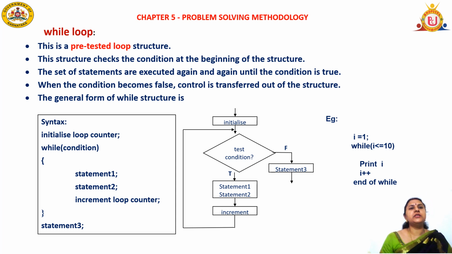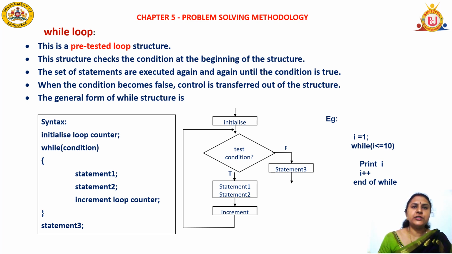The while loop is a pre-tested looping structure. Pre-tested means before executing, we check the condition. This structure checks the condition at the beginning of the structure. For example, if you want to join the army or navy, they will do a medical test. If you are fit, they will allow you to take an appointment.